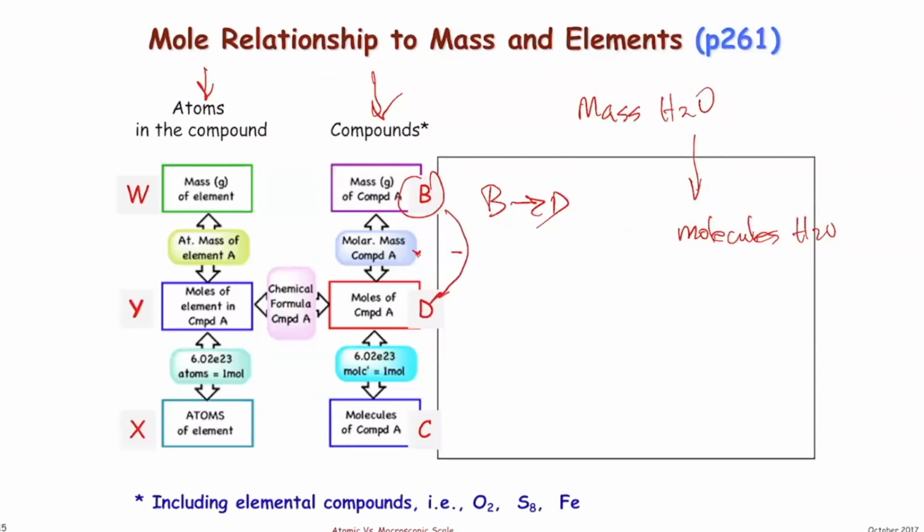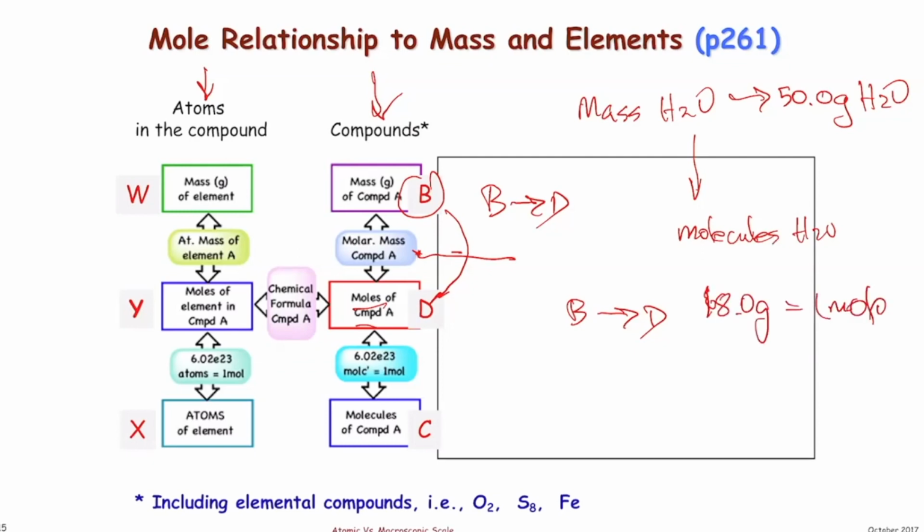And then you end up at D because that's the moles of that compound, but you would need the conversion factor, the molar mass. So the way you do that is, let's say that I have 50 grams of water, and I want to know how many molecules that is. According to this chart, I would need to go from B to D because that's what I want, the moles of that compound. And in order to get that information, I need Avogadro's number. I need the molar mass of water, 18.0 grams per mole.